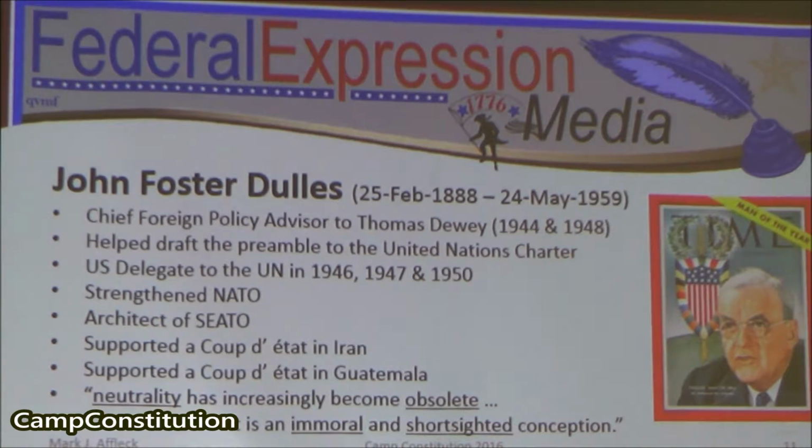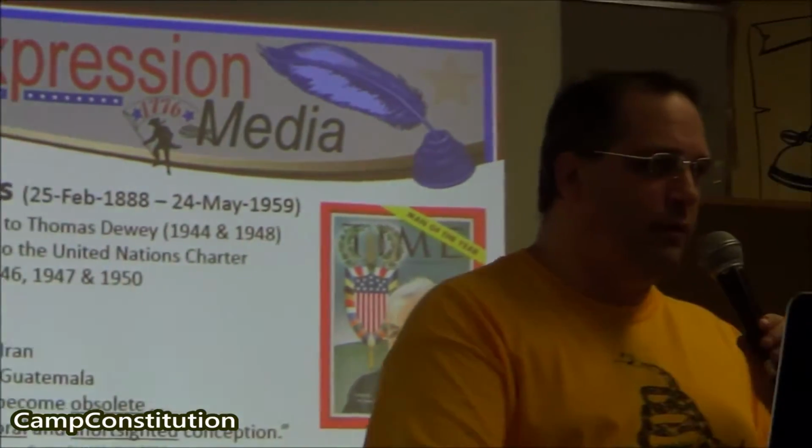Now, John Foster Dulles also helped to draft the preamble to the United Nations Charter. So we've had some classes, I think, earlier in this week talking about the United Nations, right? What a trap that was. So here's a guy that was sitting in the conference writing the preamble. He was a U.S. delegate to the UN in 1946, 47, and 50. He strengthened NATO. Remember what NATO is? North Atlantic Treaty Organization, right? That's an umbrella group. It's like a regional alliance. It's under Article 51, I think, of the UN Charter. Check on that.